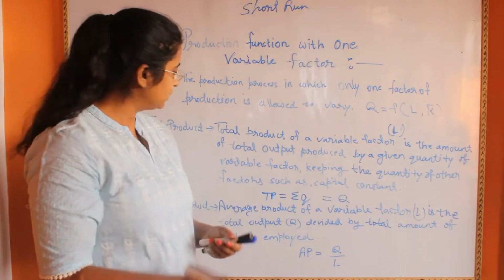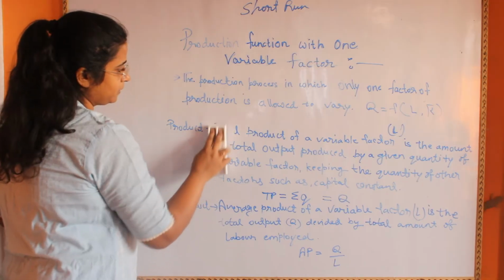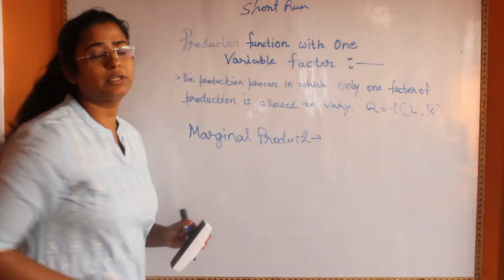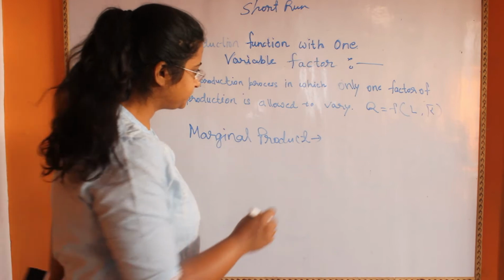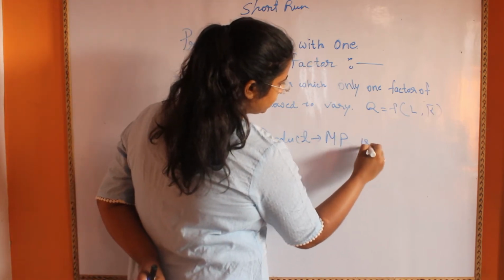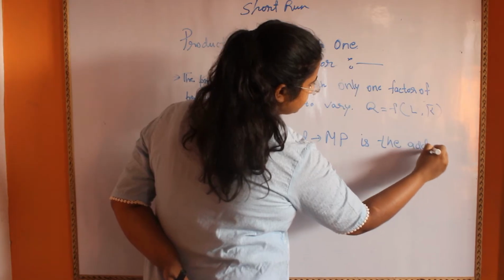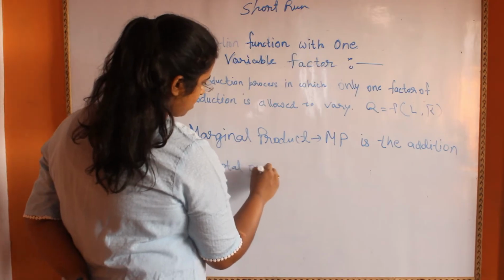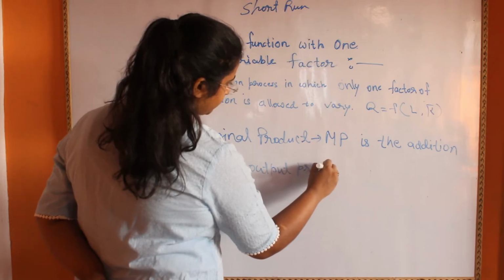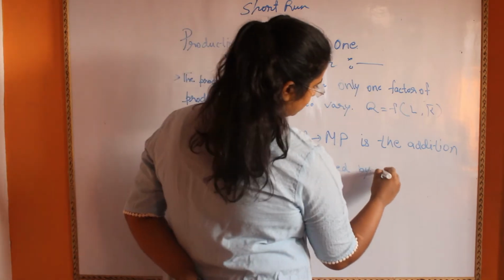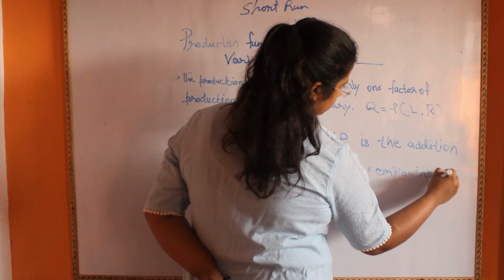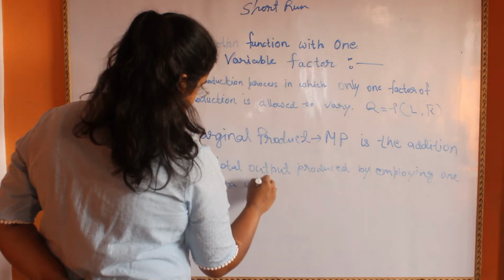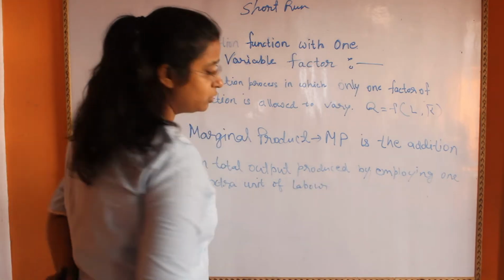After this, marginal product of labor. So, the marginal product, MP, is the addition in total output produced by employing one extra unit of labor, or the variable factor.